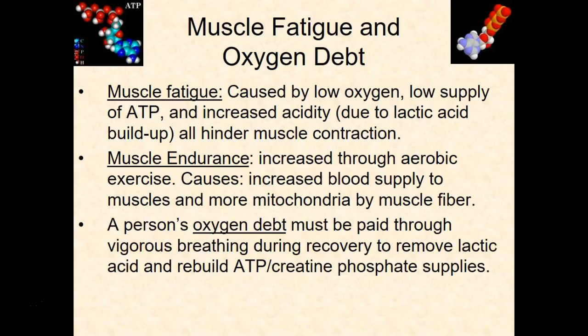So you will be in a state of muscle fatigue when you are in the process of using anaerobic glycolysis. They're tired. You get a low supply of ATP. The acidity of the muscles starts to increase due to lactic acid buildup. And these factors will start to hinder muscle contraction.